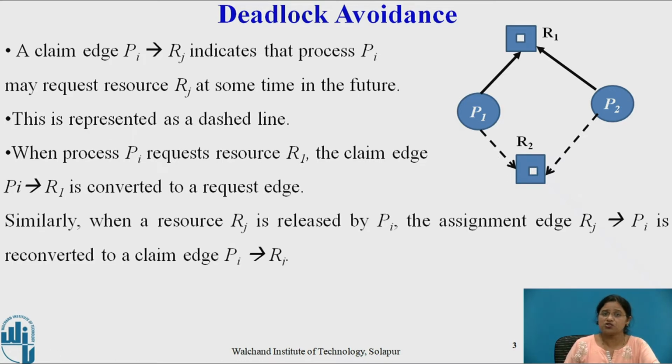When resource Rj is released by process Pi, then the assignment edge Rj to Pi is again reconverted to the claim edge, that is Pi to Rj. It is first converted into a request edge, and whenever it is assigned, whenever it uses this resource, when it releases that resource, again the claim edge will be as it is in this diagram. So, this is the claim edge, and the role of the claim edge is that it shows the future need of the process.